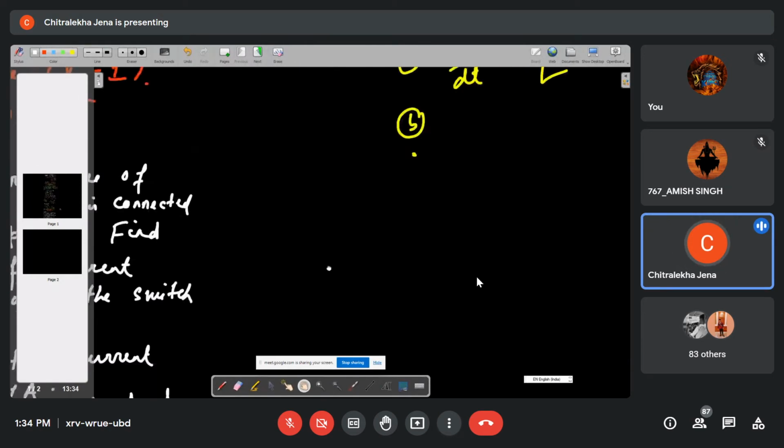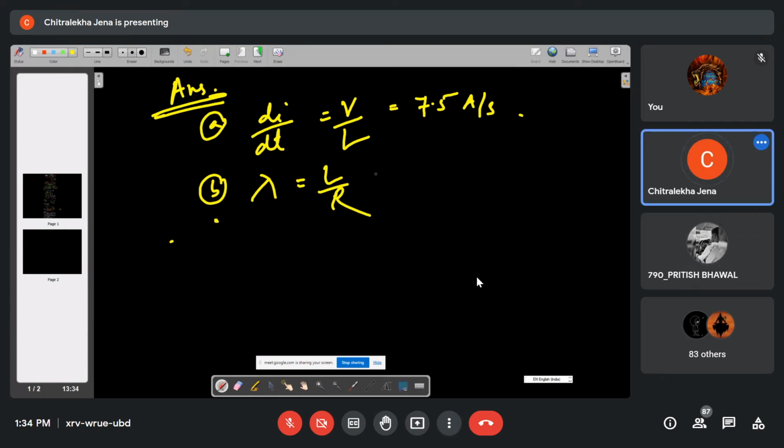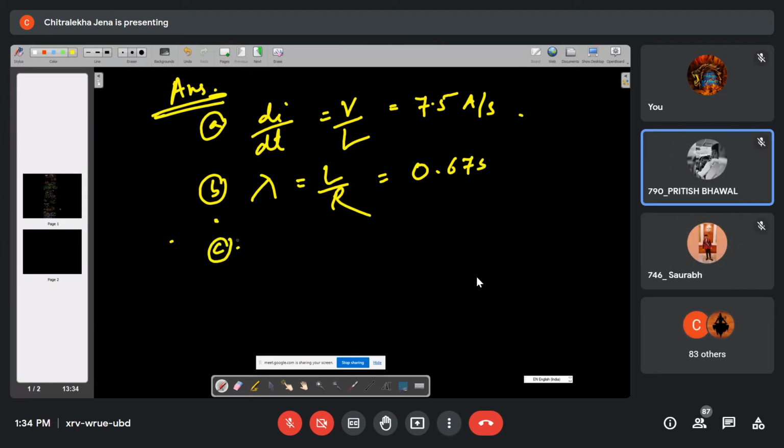Okay. Now number B. What is the answer? Lambda is equal to how much? L by R. How much are you getting? 10 by 15, which is 0.667. So number three is what you will find out? Time taken for the current to reach 4 ampere, right?